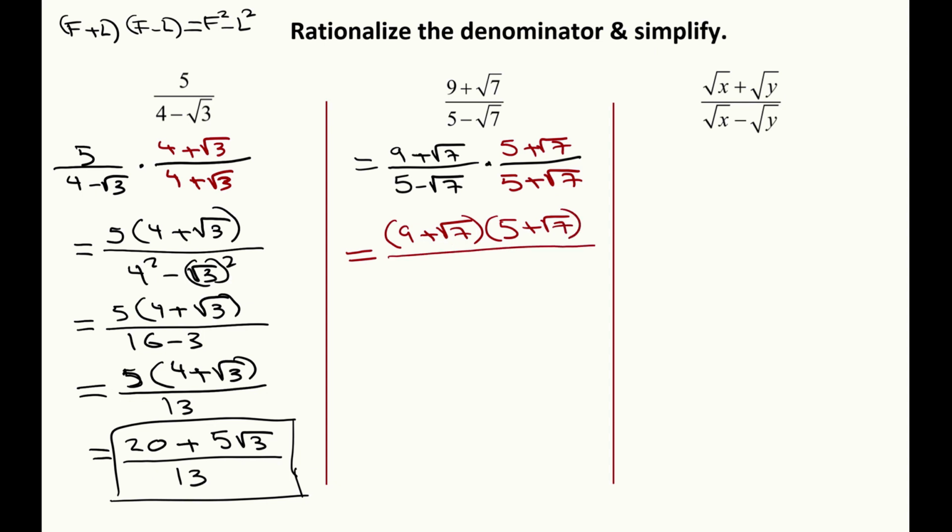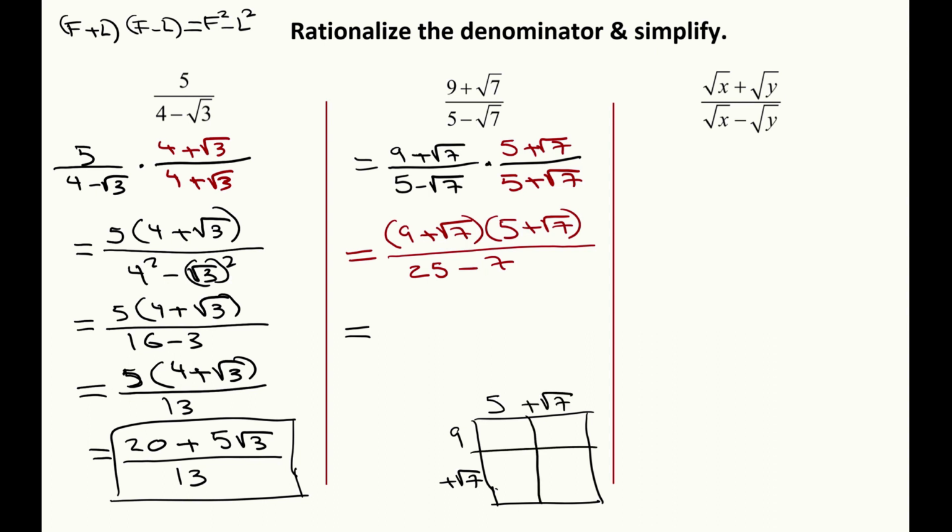over 5 squared, which is 25, minus square root of 7 squared, which is 7. All right. So as far as this multiplication here is concerned, you can just do it horizontally, or you may want to try this. I like these boxes. So we can put 9 plus square root of 7 like that, and we can put 5 plus square root of 7 like that. Then you can multiply it like a times table.